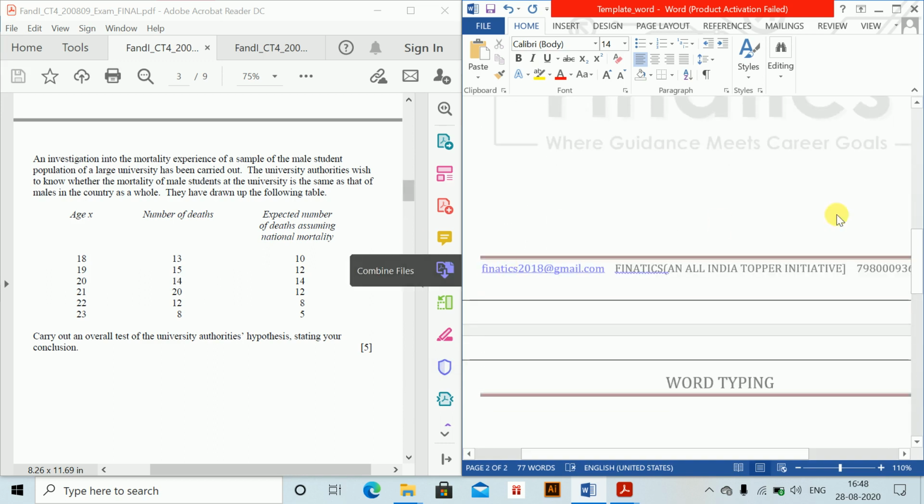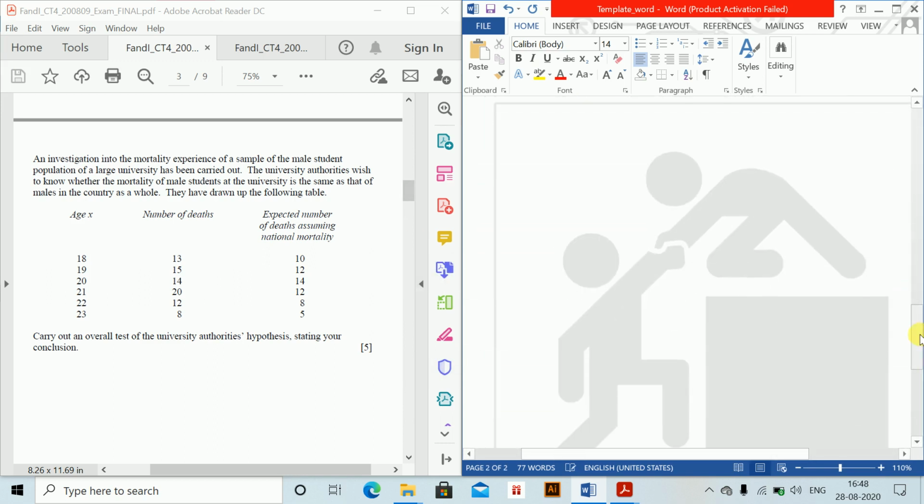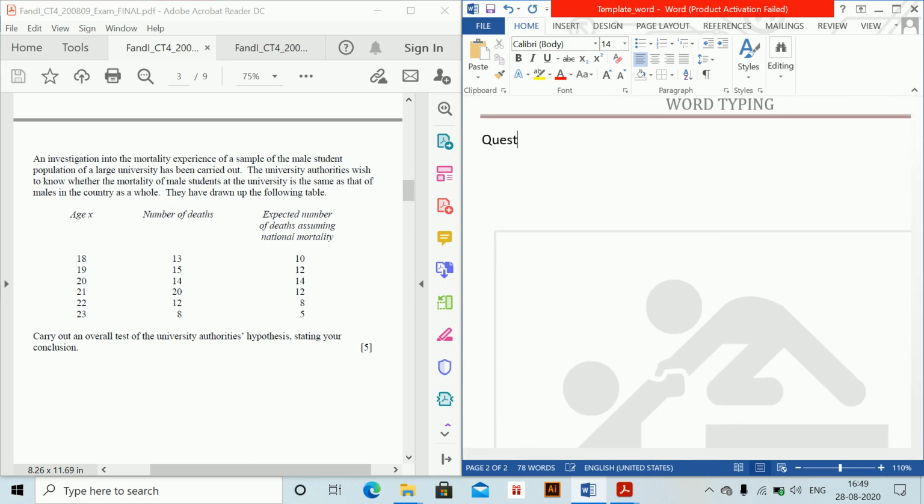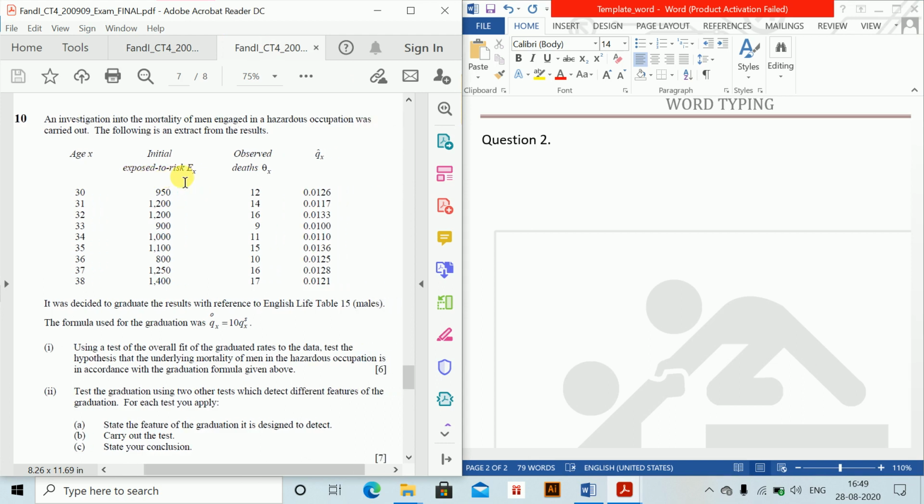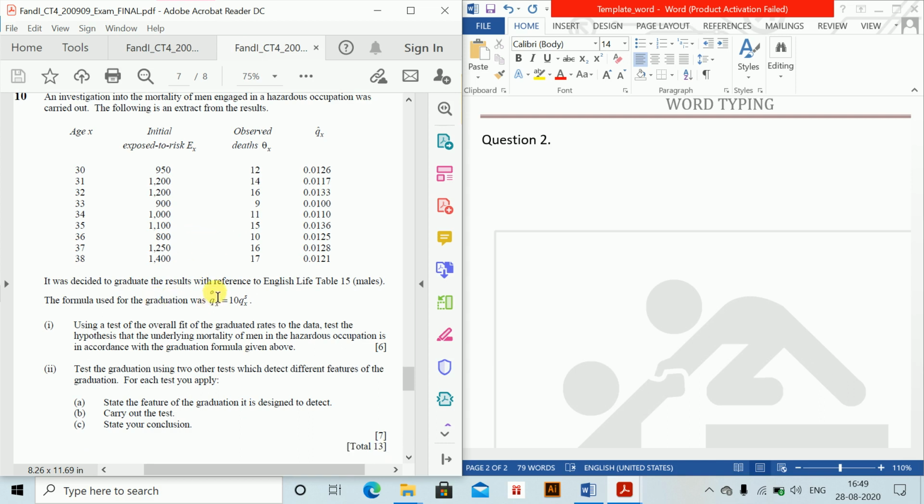Next question. In this question we'll cover almost all of the tests. So question 2. This question says an investigation into the mortality of men engaged in hazardous occupation was carried out. The following is an extract of the results. Age x is given to us, initial exposed to risk E x, observed deaths theta x, and q hat x. It was decided to graduate the results with ELT 15.